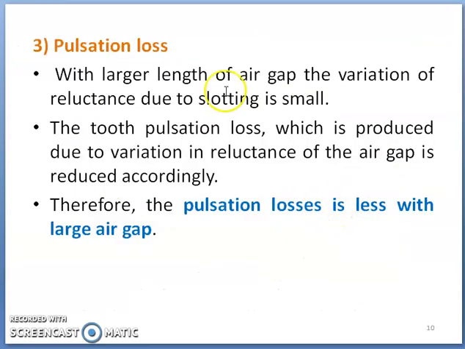Then coming to pulsation loss. With larger length of air gap, the variation of reluctance due to slotting is small. Tooth pulsation loss, which is produced due to variation in reluctance of air gap, is also less. Therefore, the pulsation loss is less with larger air gap, right?